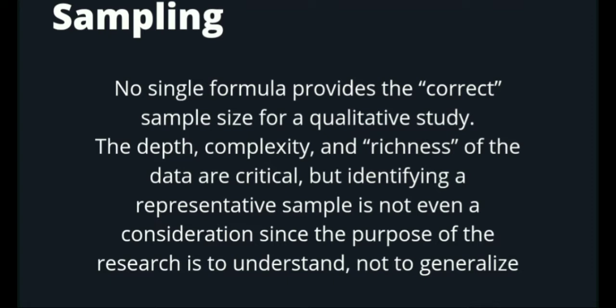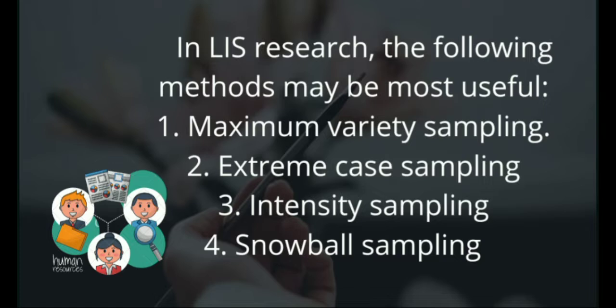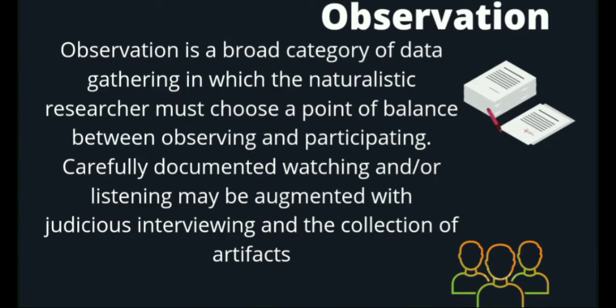In sampling, no single formula provides the correct sample size for a qualitative study. The depth, complexity, and richness of the data are critical, but identifying a representative sample is not even a consideration, since the purpose is to understand. In LIS research, the following methods may be most useful: maximum variety sampling, extreme case sampling, intensity sampling, and snowball sampling. Observation is a broad category of data gathering.